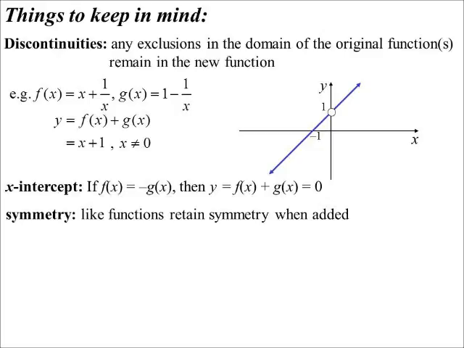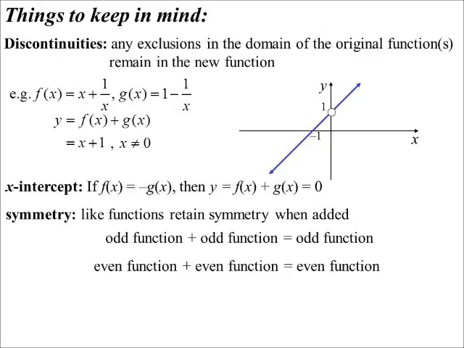Symmetry, like functions, retain symmetry when added. So in other words, if the two things when you add together are both even functions, then when you add them together, the new thing will be an even function. And if the two things individually are odd functions, when you add them together, they'll still be an odd function. There you go. So odd plus odd will be odd, even plus even will be even. Odd plus even will just be a mess.